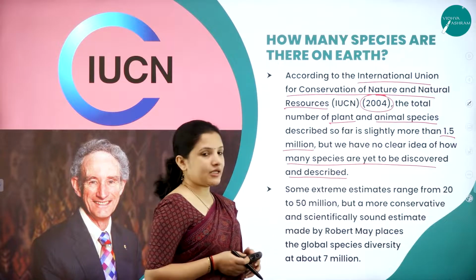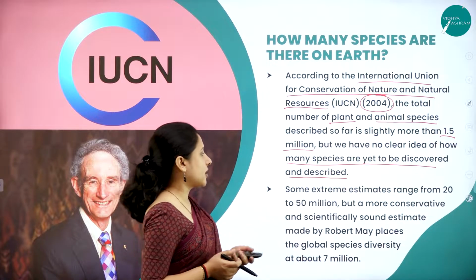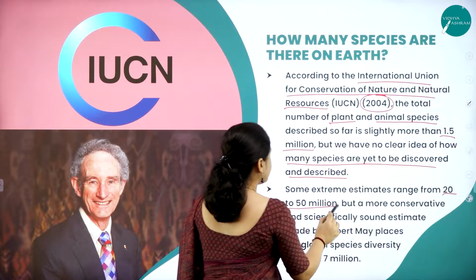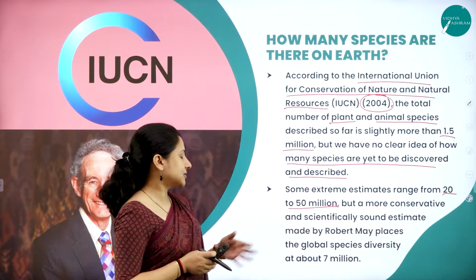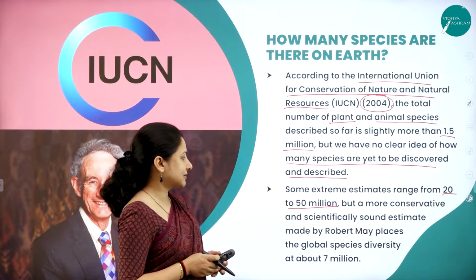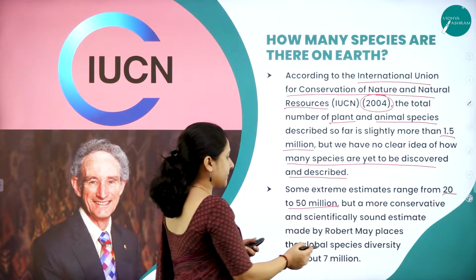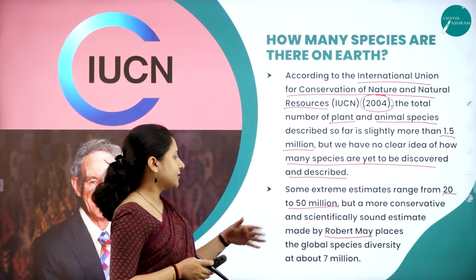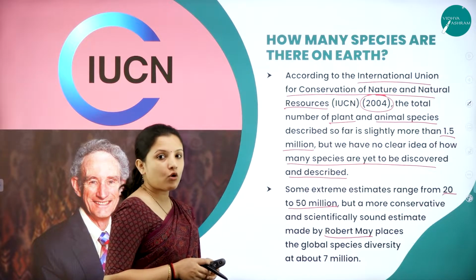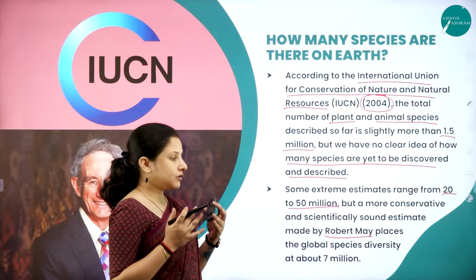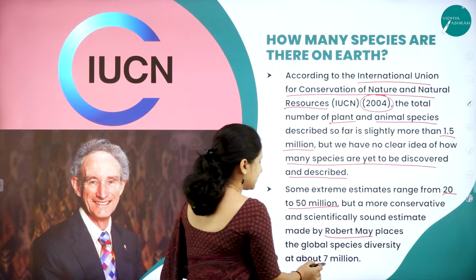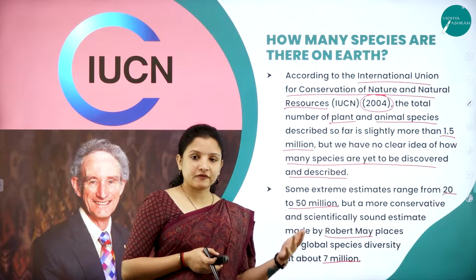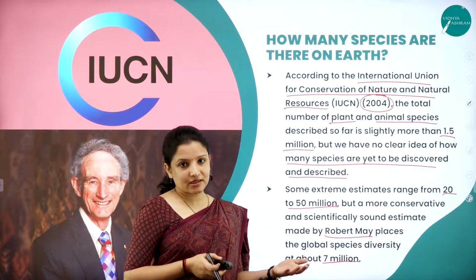Some extreme estimates range from 20 to 50 million, but a more conservative and scientifically sound estimate was made by Robert May. This scientist, Robert May, said that the global species diversity throughout the planet is about 7 million. So 7 million, and maybe out of that again many more are yet to be discovered, and so on.